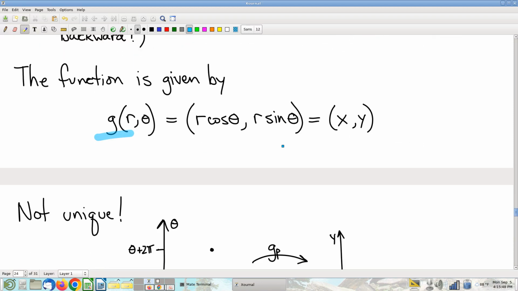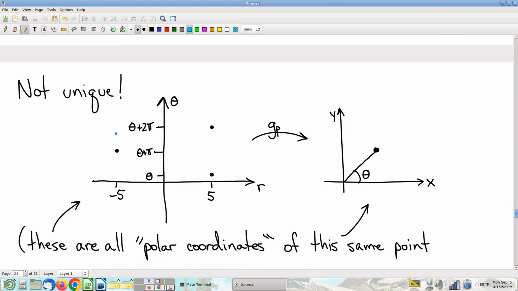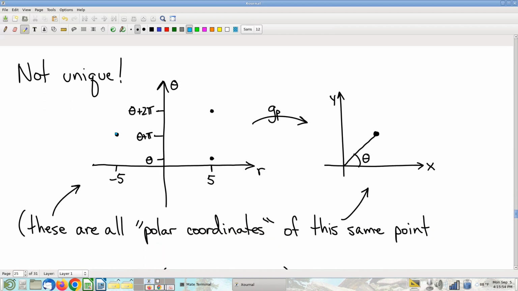Okay, first little bit of bad news. Again, they're not unique. I kind of vaguely made reference to this earlier, but here you'll be able to see an explicit example. And let's think about this point right here. It's a point in the xy plane. It has a uniquely defined x and y coordinates.